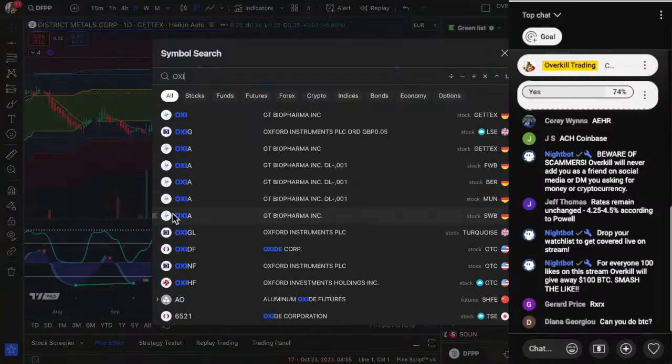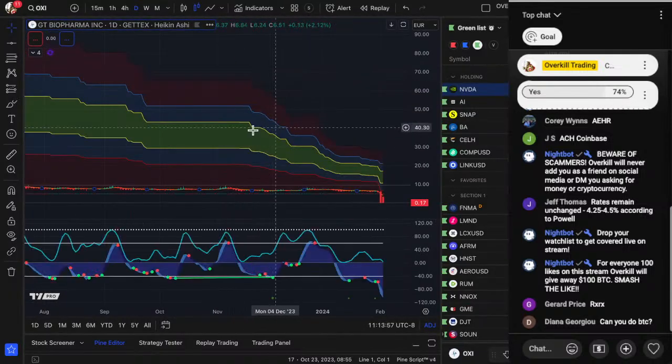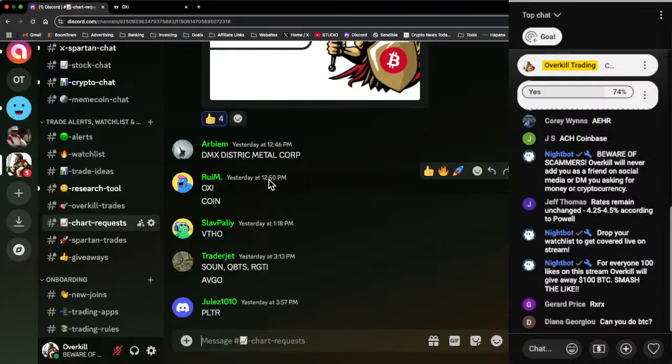OXI. OXI, is this another German stock or is this a crypto? That thing's falling off the floor there. I wouldn't touch that one.